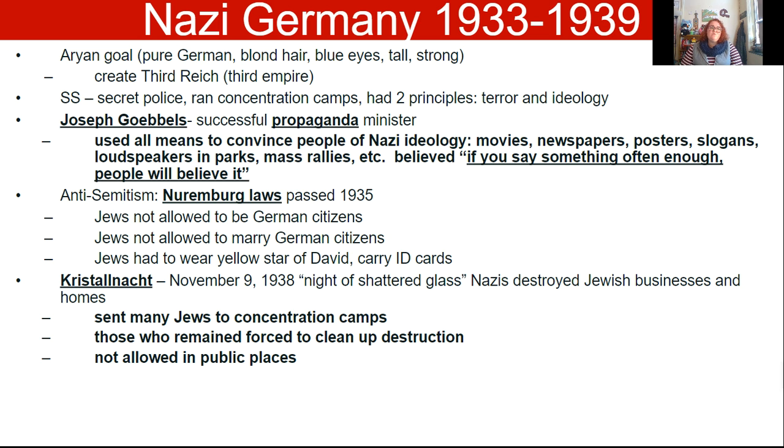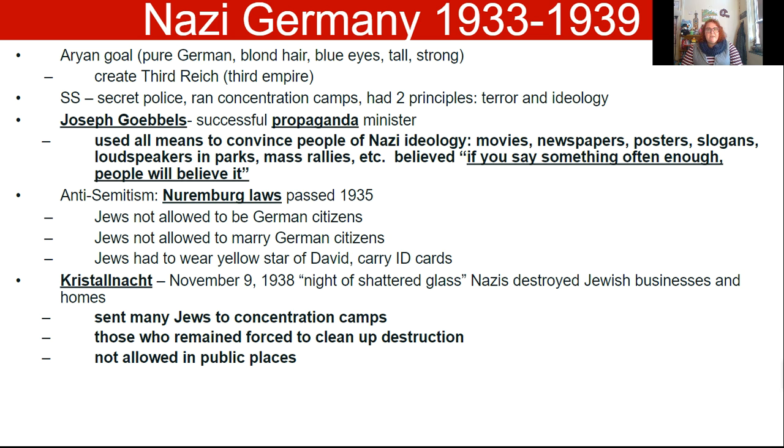There were a few goals that Hitler had put in place for Nazi Germany. One was the Aryan goal that we talked about, that pure Germans with the blonde hair, blue eyes, that were tall and strong, were going to create the Third Reich based on this Aryan goal of the perfect race. And he did this by using his SS, his secret police. He also ran concentration camps that had two major principles: terror and ideology. And the ideology would go back to the Aryan goal.